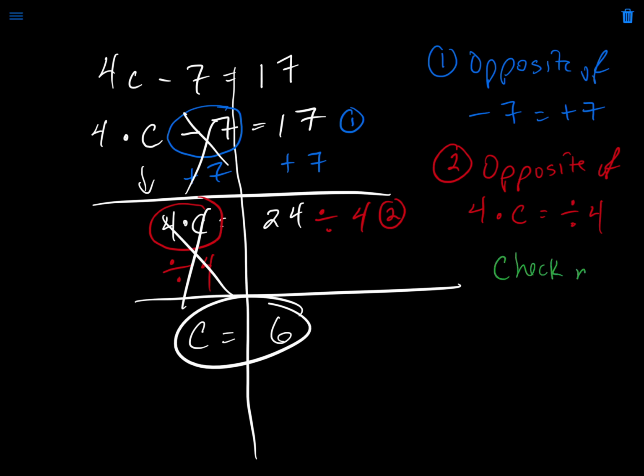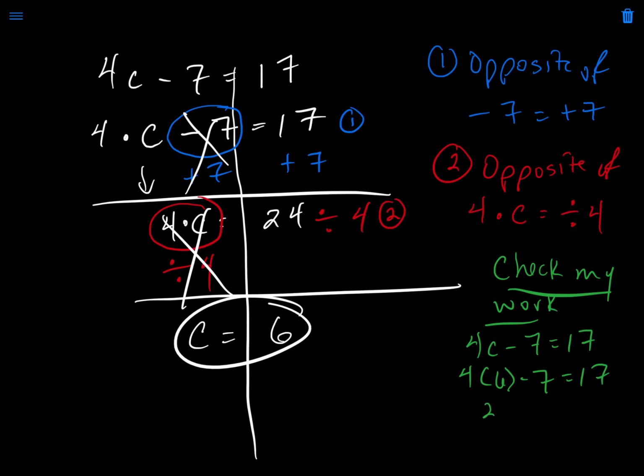Check my work. So in this case, I'm going to take the original problem, 4c minus 7 is equal to 17. We said C is equal to 6. I'm going to replace the C with 6.